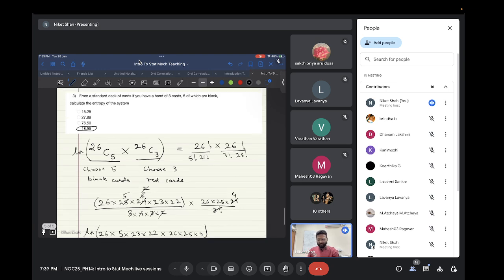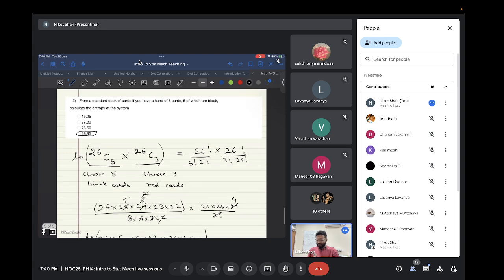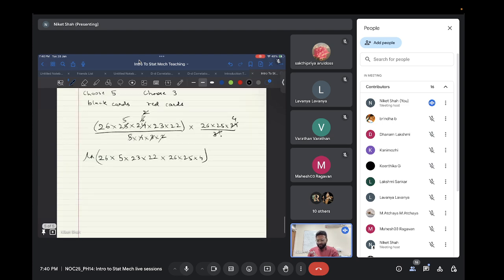I get this option as the answer, which is also the correct one. Okay. So what I did was just take a log of this. By the way, here you might be wondering why I did not take minus k, which is the Boltzmann constant. Generally, as is very commonly done in theoretical physics, you ignore the constants and assume the units wherein the constant value would be 1.